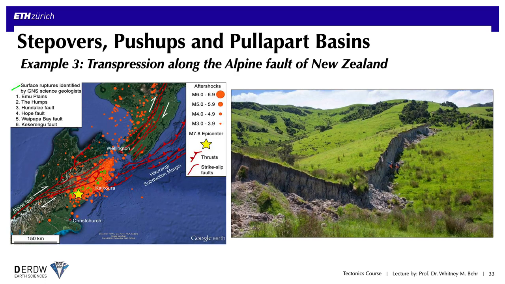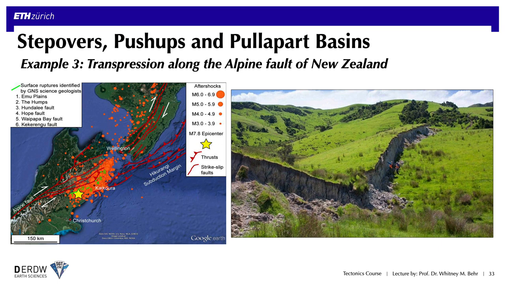These interactions with the Hikurangi subduction margin and the Alpine strike slip fault were beautifully exemplified in the 2016 Kaikoura earthquake that ruptured about 15 different fault strands, all associated with the Alpine Fault and Hikurangi margin.